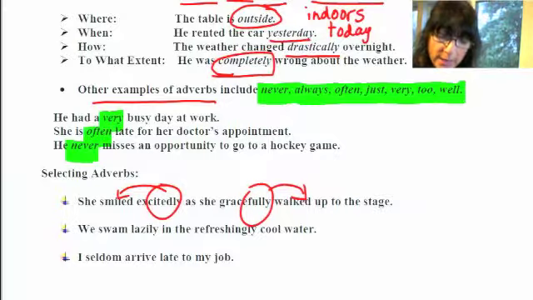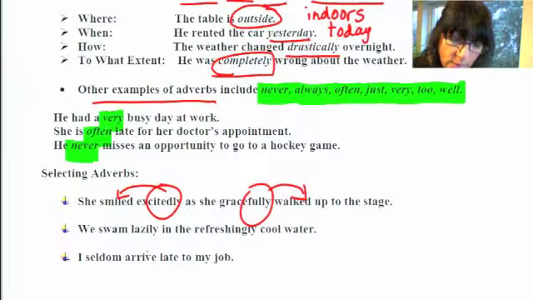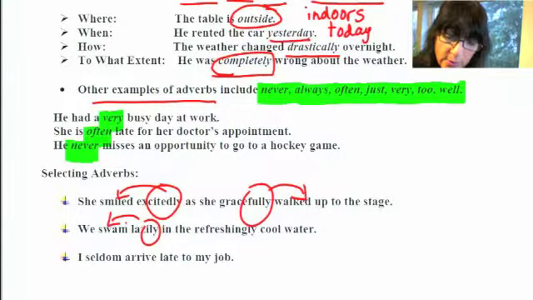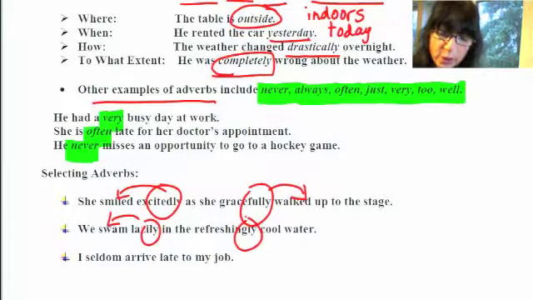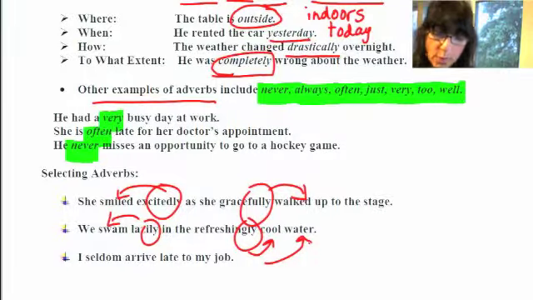We swam lazily in the refreshingly cool water. You've got how did we swim? We swam lazily. And here's another one. The water is refreshingly cool. So it's describing the adjective cool, which describes the noun water. So refreshingly also ends in ly. It's an adverb. And in the last example, I seldom arrive late to my job.